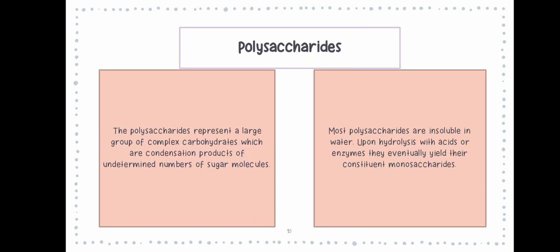Polysaccharides. The polysaccharides represent a large group of complex carbohydrates which are condensation products of undetermined numbers of sugar molecules. Most polysaccharides are insoluble in water. Upon hydrolysis with acids or enzymes, they eventually yield their constituent monosaccharides. The various subgroups are rather ill-defined and there is a lack of agreement on their classification.